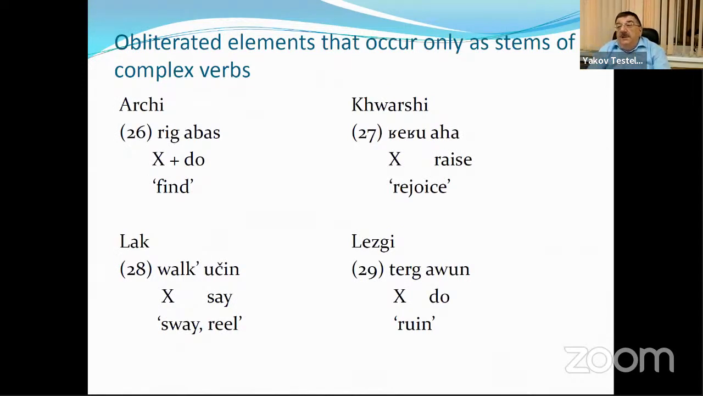We cannot say that complex verbs are used only for new borrowings, because there are obliterated elements that occur only as stems of complex verbs. They denote nothing. They cannot be used as separate words in these languages. Like riga bas in Archi, 26, find. Nobody knows what rig means. Hvarshi geru aga. Aga is race. Geru aga is rejoice, and geru doesn't exist as a separate word. In Lak, valk uchin, sway real, to say valk. Tergavun in Lezgi, doing terg is ruin, to ruin something. But terg is not an independent free word.